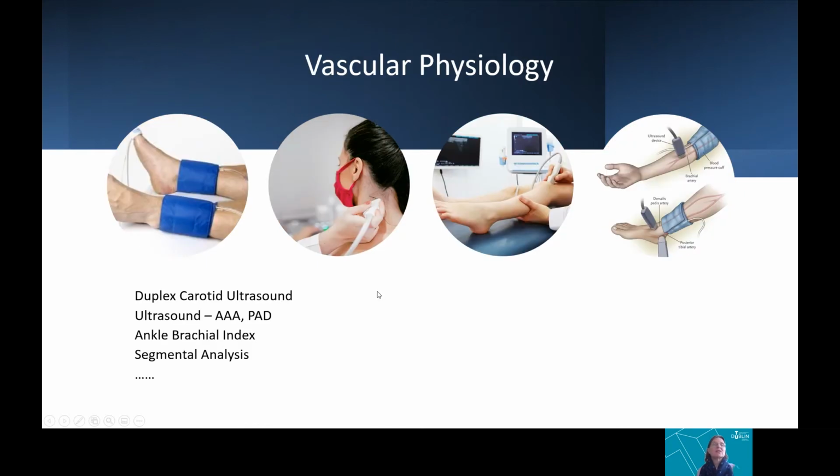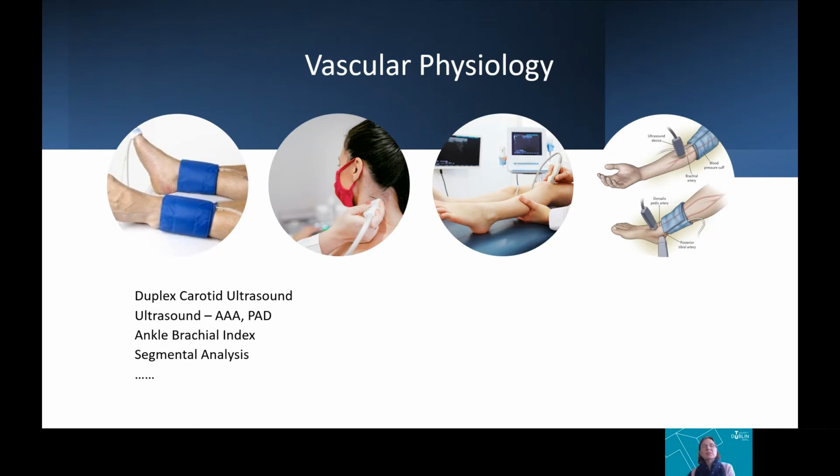A vascular physiologist uses ultrasound quite a bit, so they might be looking at carotid artery ultrasound using duplex ultrasound scanning. So the carotid artery is the two arteries that come up left and right of your neck, and then it bifurcates or splits. And at that bifurcation joint, there can be a buildup of plaque that can cause turbulent blood flow. The turbulent blood flow and the buildup of plaque can be detected using carotid artery scanning, using ultrasound.